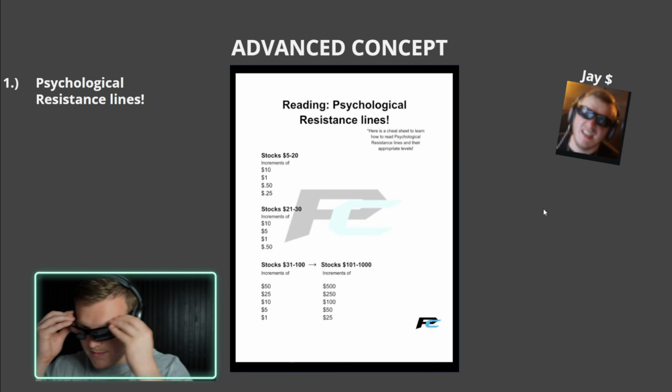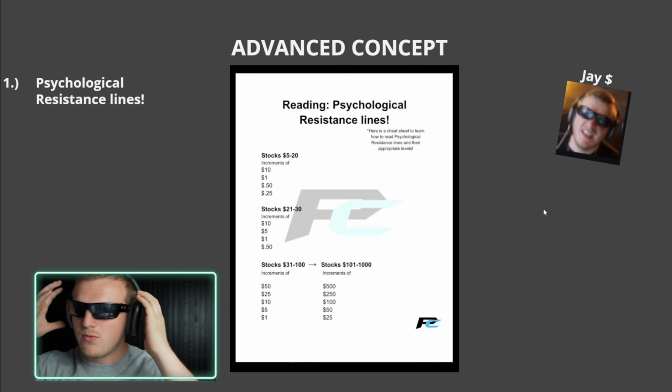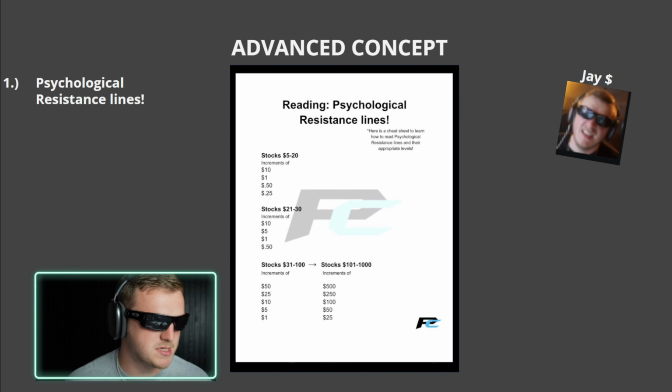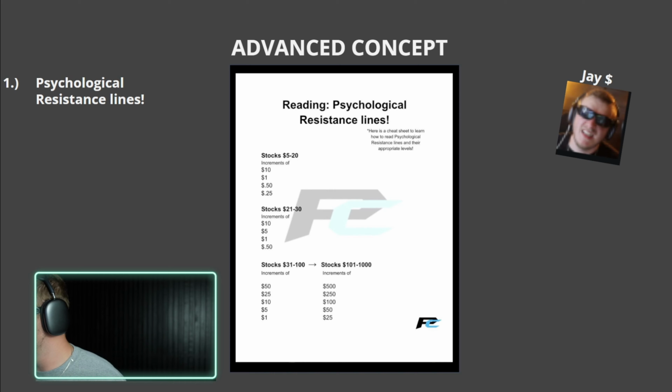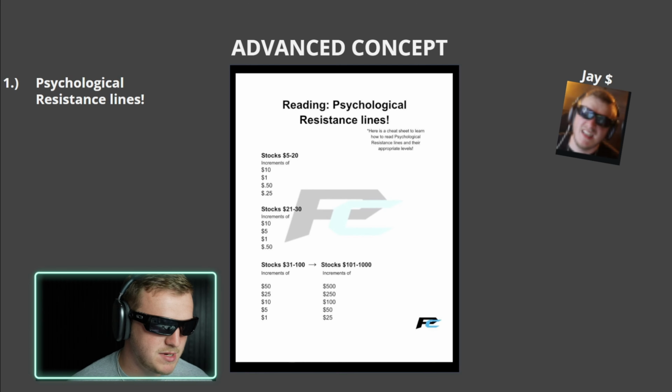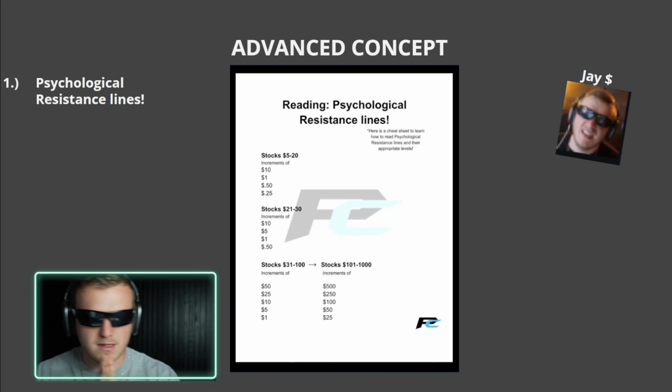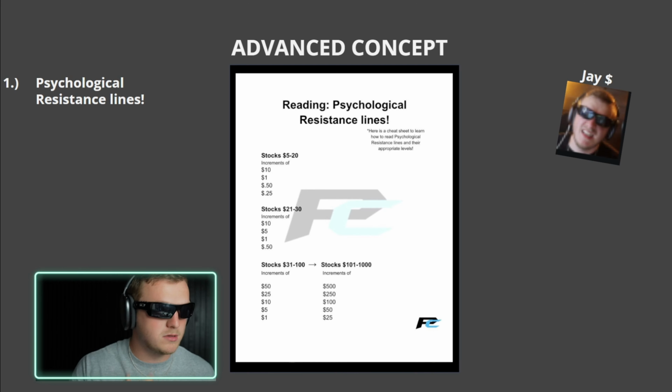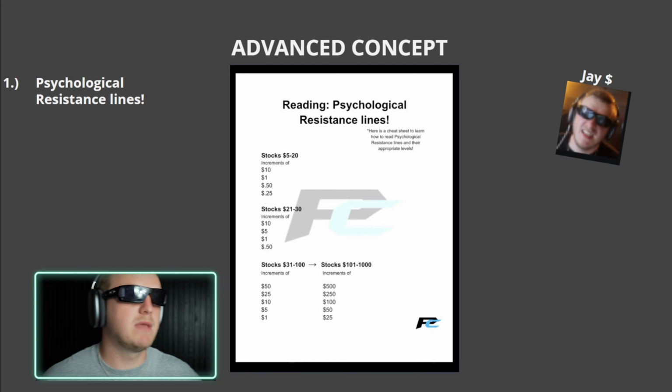Alrighty, advanced concept. We are talking about psychological resistance lines. A lot of you guys struggle with this, but it's a very basic concept. What does psychological mean? Well, psychological to me, when it comes to trading, is what do 90% or what do most people think about? The psychology behind their thought process, the psychology behind their trade thesis, the psychology behind the stock market in general. Now, psychological resistance lines is just that: stocks or levels that people psychologically think there may be resistance.